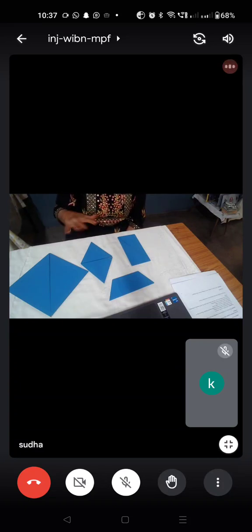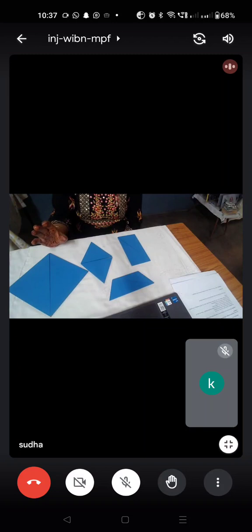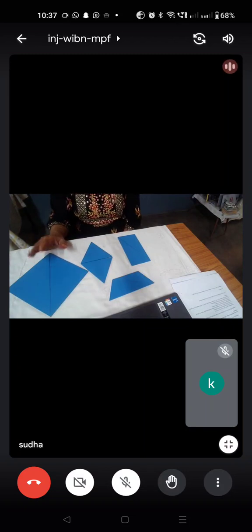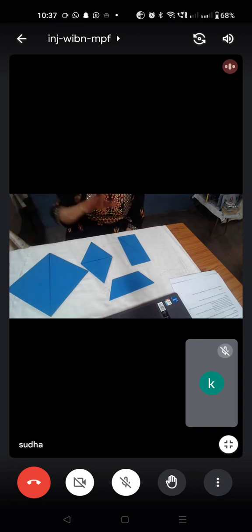Look here on the mat. Don't focus on writing. See what is happening here. Then we can write. The child brings all the triangles on the lid. Ask him to take out all the triangles and keep them on the mat in a mixed up manner. Then keep the lid away.